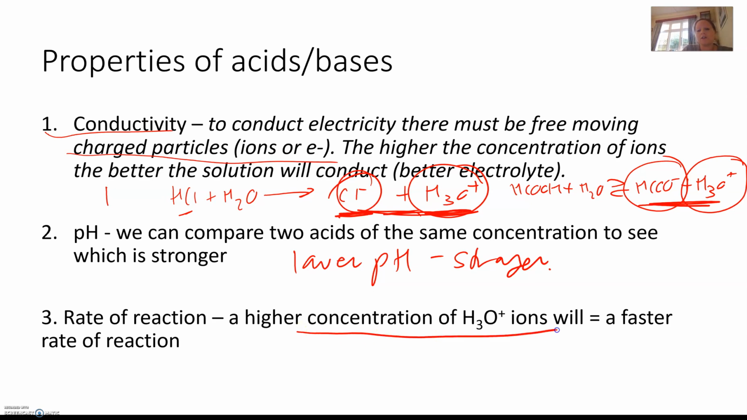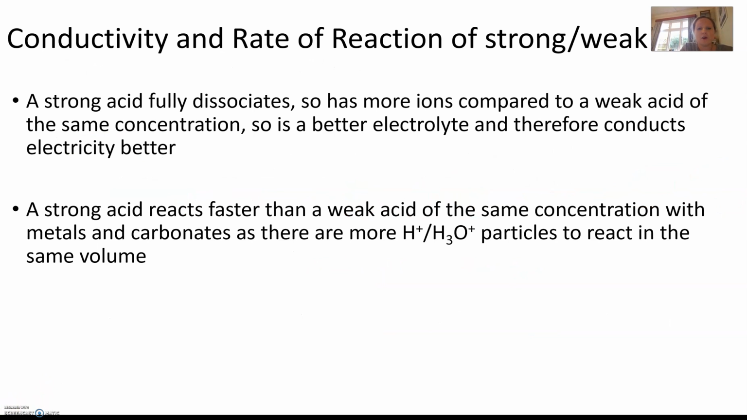The final one, rate of a reaction. The higher the concentration of H3O plus, the faster the rate of reaction. So as per above, because a strong acid would produce a higher concentration of H3O plus, the reaction would occur faster. So conductivity, we've said this before, but a strong acid fully dissociates.